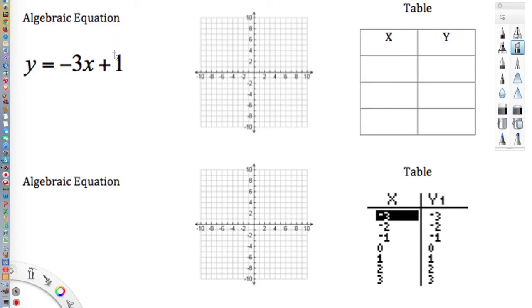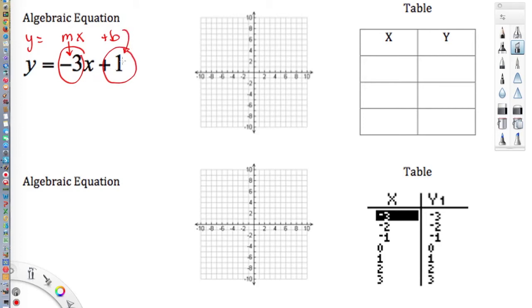Let's look at our next two problems. Here the only piece of information they gave us was the equation y is equal to a negative 3x plus 1. So here's my slope, because I know that y is equal to mx plus b, and m is my slope, and b is my y-intercept.